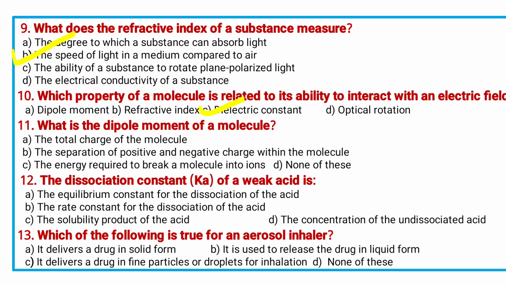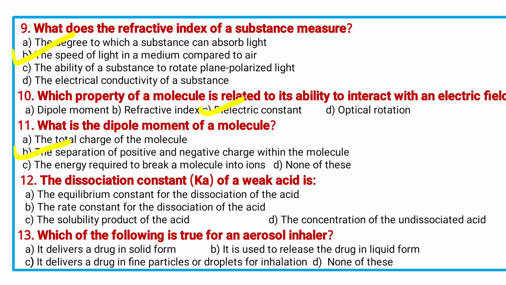Next, what is the dipole moment of a molecule? A, the total charge of the molecule. Option B, the separation of positive and negative charge within the molecule. Option C, the energy required to break a molecule into ions. Option D, none of these. So here B is the correct answer: the separation of positive and negative charge within the molecule. Dipole moment.